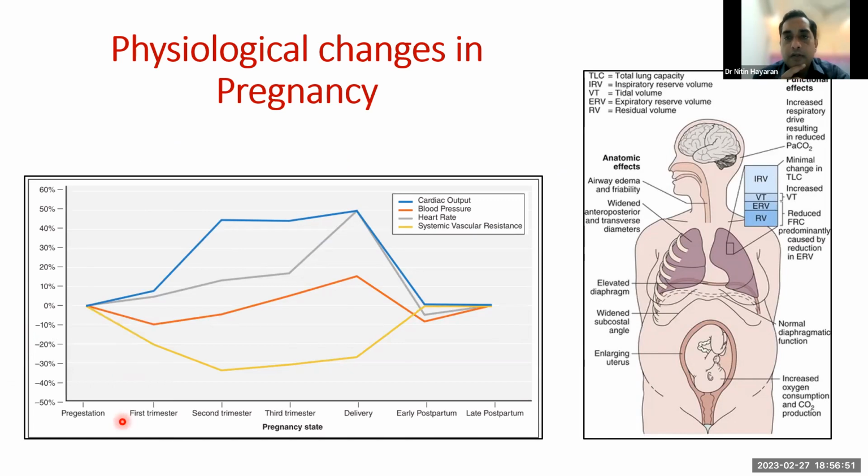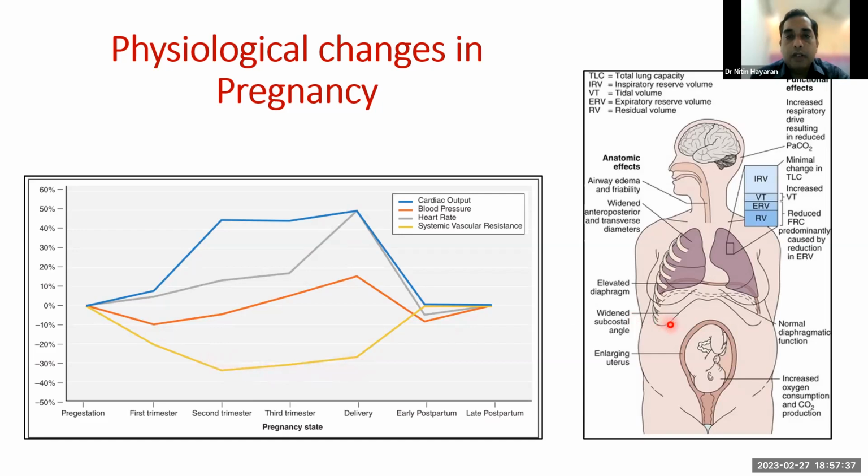Whenever we encounter this type of patient, the first and foremost important thing is to understand the physiological changes that may lead a patient to have dyspnea. If we see the cardiovascular changes throughout pregnancy, from pre-gestation through the first, second and third trimesters till delivery, we see an increase in cardiac output from the first trimester that is at its peak at delivery. Similarly, the heart rate is also high. Blood pressure and systemic vascular resistance remain more or less normal or in a lower range during all the trimesters of pregnancy.